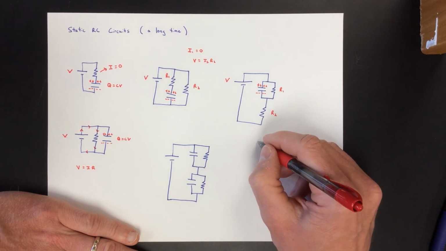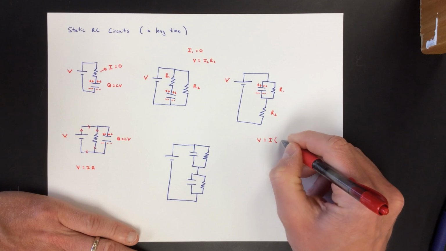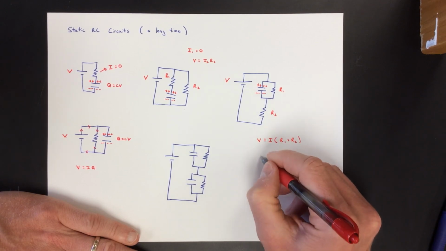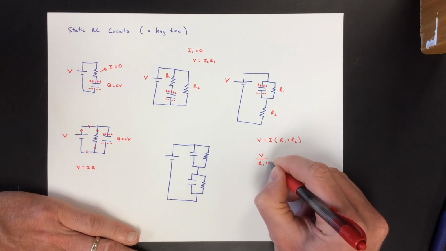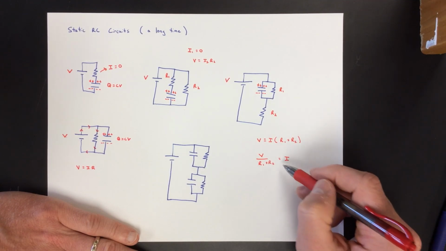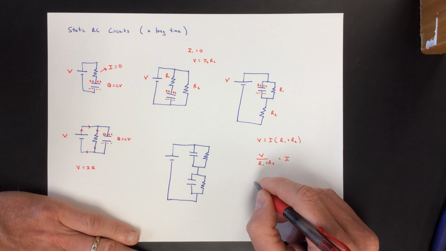So what you can say is that V equals I R, where R is in fact R1 plus R2, right? They're in series with each other. So you can say that V over R1 plus R2 is then the current flowing, but the current flowing there is the current flowing here. Okay, so then what's V1?